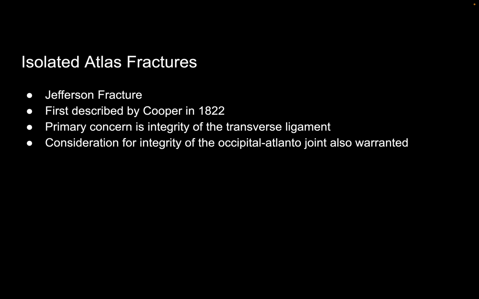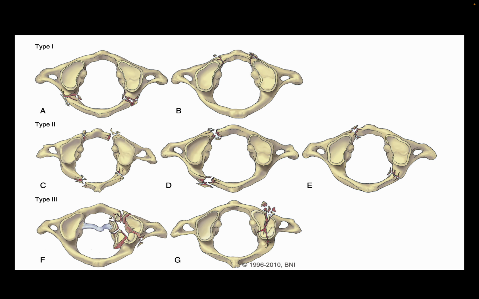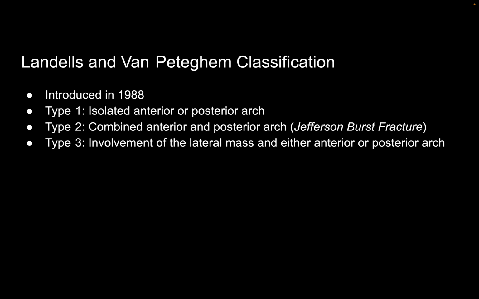And then, similar to its counterparts, we talk about the Landells and Van Peteghem classification introduced in 1988. Again, types 1, 2, and 3. Type 1 is pretty simple, isolated anterior or posterior arch. Type 2, combined anterior and posterior arch. So this is actually the classic Jefferson burst fracture here. So type 2s also will be known as the burst fractures. Type 3, involvement of the lateral mass in either anterior or posterior arch.